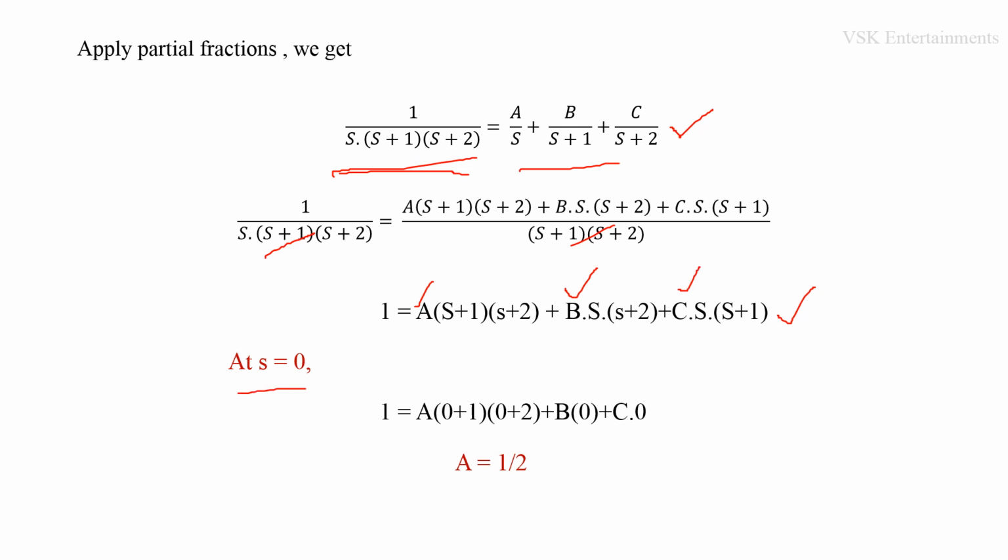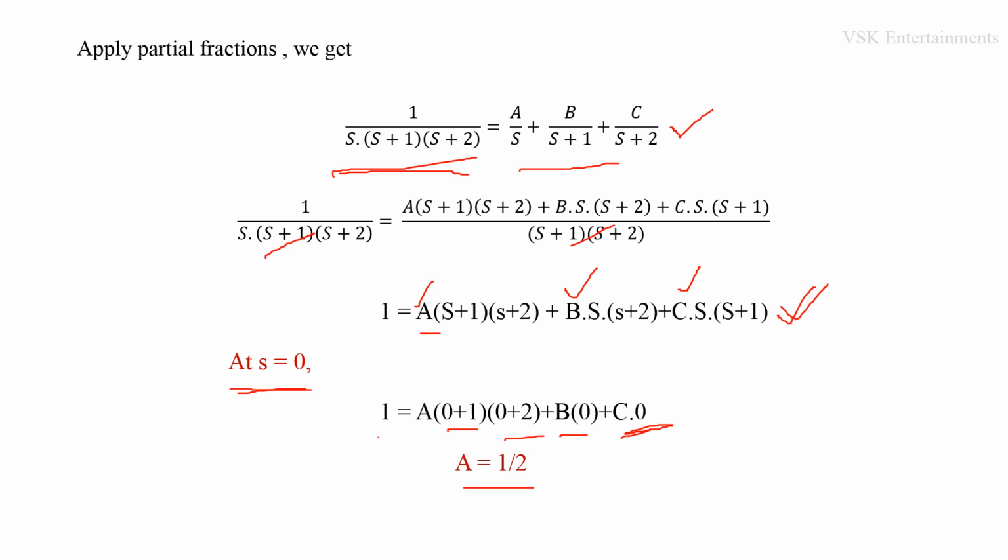In the first case, substitute s equal to 0 in this equation. By substituting, we get 1 equals A into (0 plus 1) into (0 plus 2), plus B into 0 into (0 plus 2), which is nothing but 0, plus C into 0 into (0 plus 1). This term also becomes 0. From that we get A equal to 1 by 2.